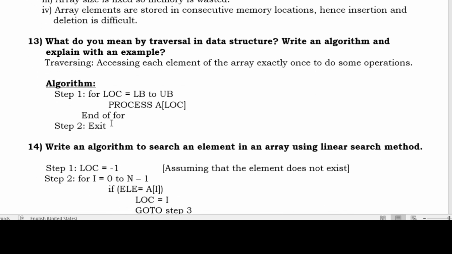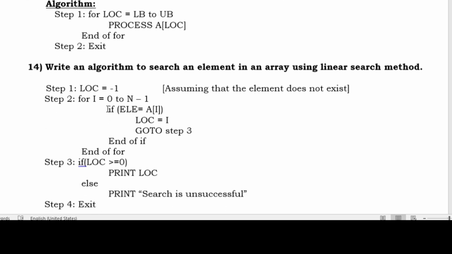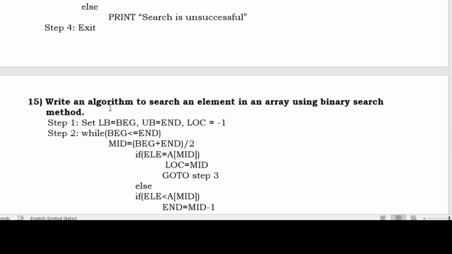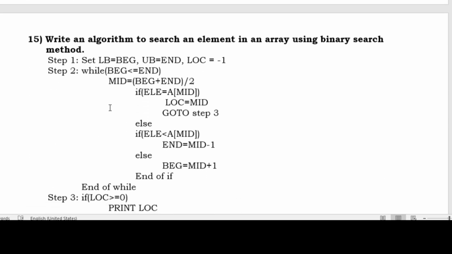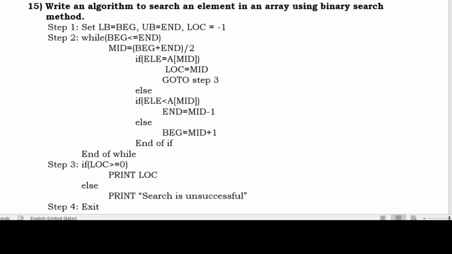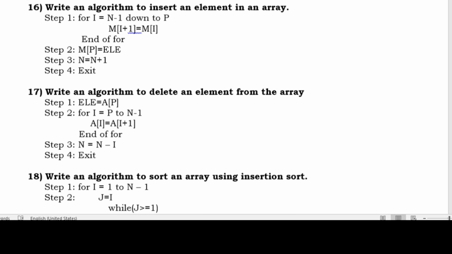Traversal algorithm, it is a very simple algorithm. Traversal can be asked for 3 marks. Then it is linear search, again, it can be asked for 3 marks. Binary search, the most frequently asked question, that could be asked for 5 marks. So the binary search algorithm will be asked for 5 marks.